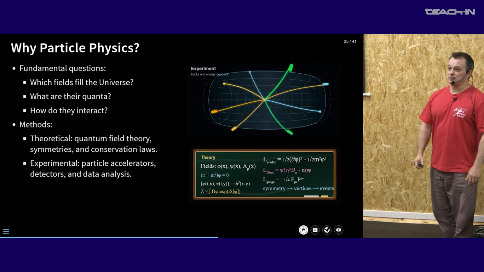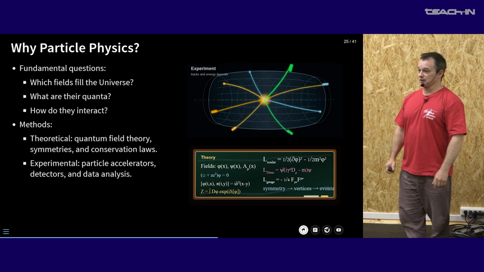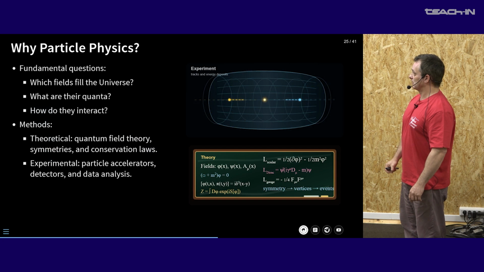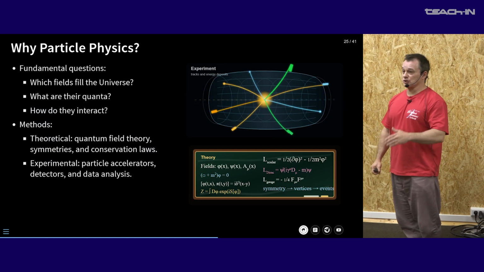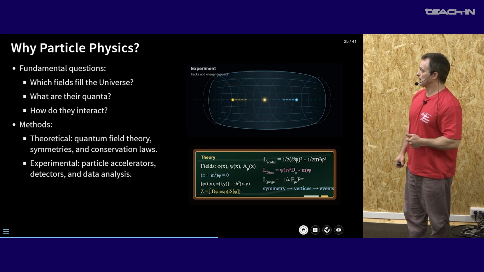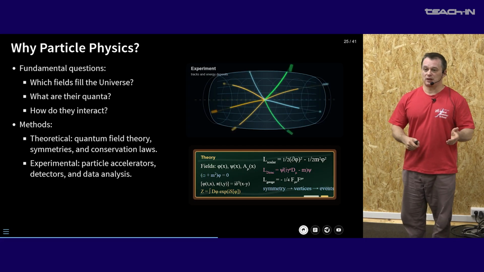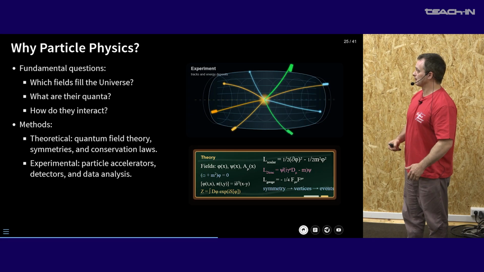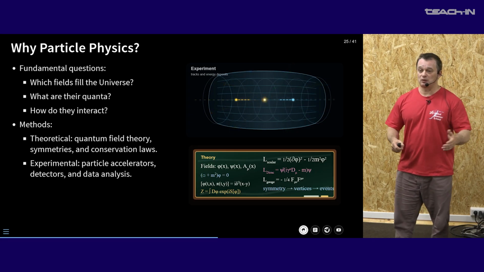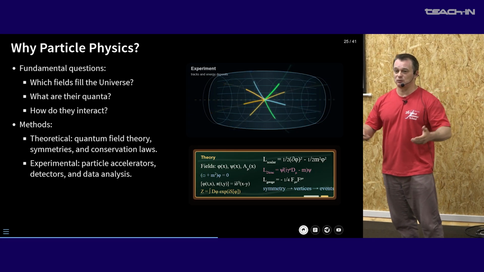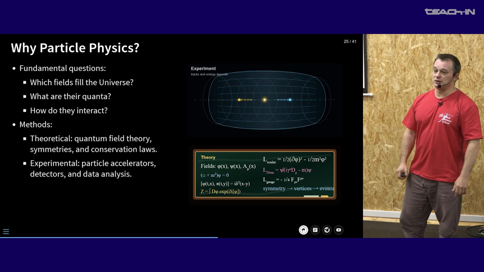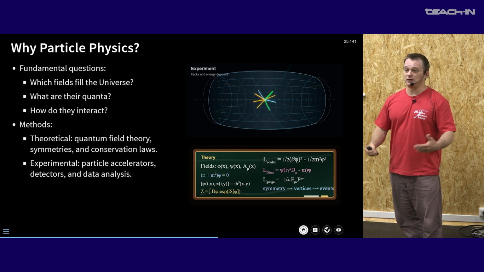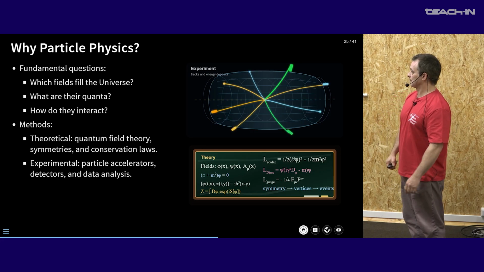So why are people studying particle physics at all? There are just fundamental questions. Which fields actually fill the universe? What are their quanta, which means what we call in simple language particles? And how do these particles, or quanta, or fields in general, interact?